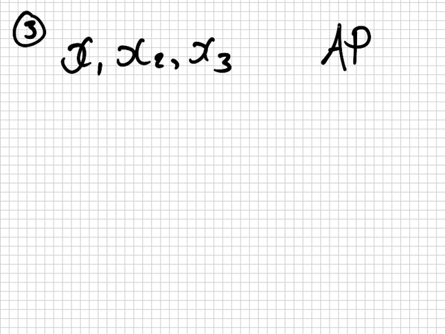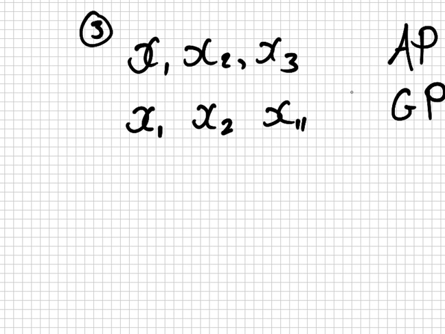I tell you the sequence x1, x2, x3. I tell you that this is arithmetic. I don't tell you what x1, x2, and x3 are. I just tell you it's arithmetic. I then say, of the same sequence, the first, the second, and the 11th term are geometric. What does that mean? I'll go back to this in a moment. Let me just give you a little example so you have the idea in your head.